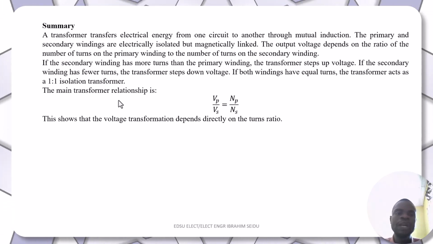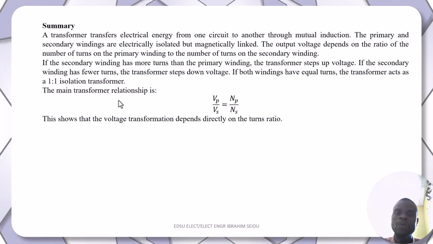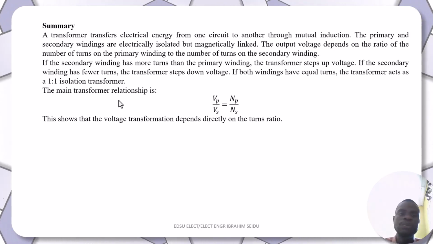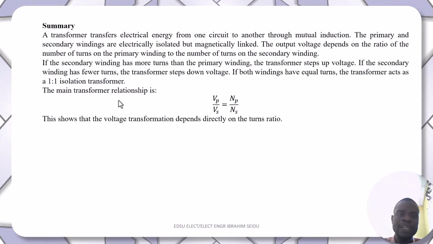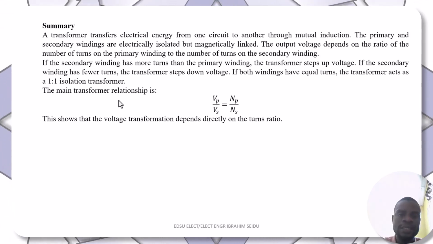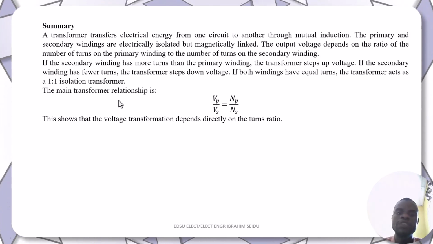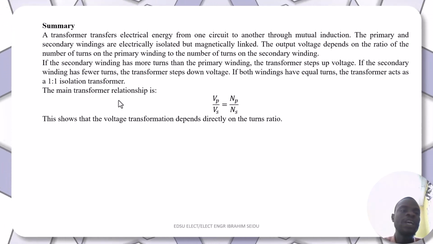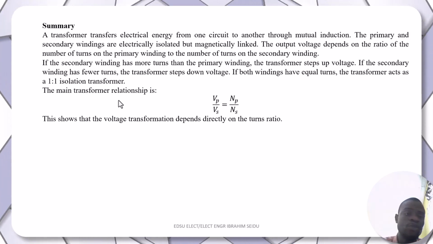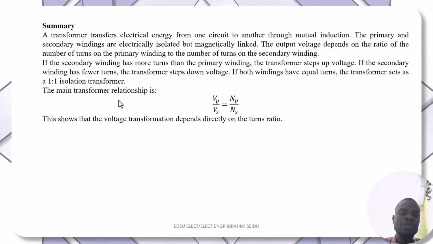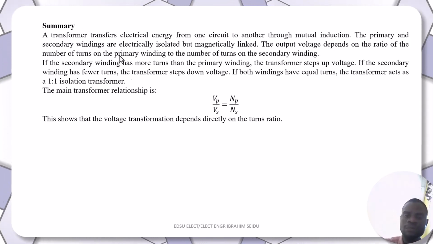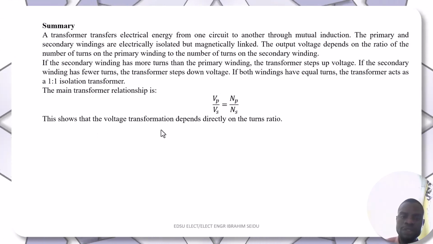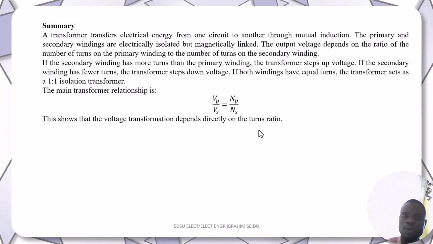So if the secondary winding has more turns than the primary winding, the transformer steps up voltage, and it's called a step up transformer. If the secondary winding has fewer turns, the transformer steps down voltage, and it's called a step down transformer. If both windings have equal turns, the transformer acts as an isolation transformer. So the main transformer relationship is this, which is your turns ratio. This shows that the voltage transformation depends directly on the turns ratio.